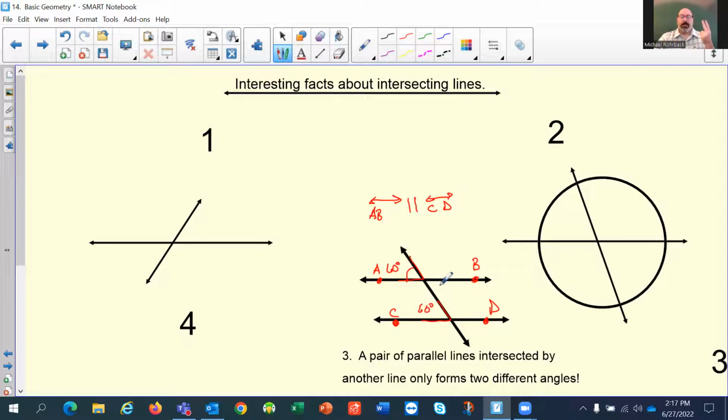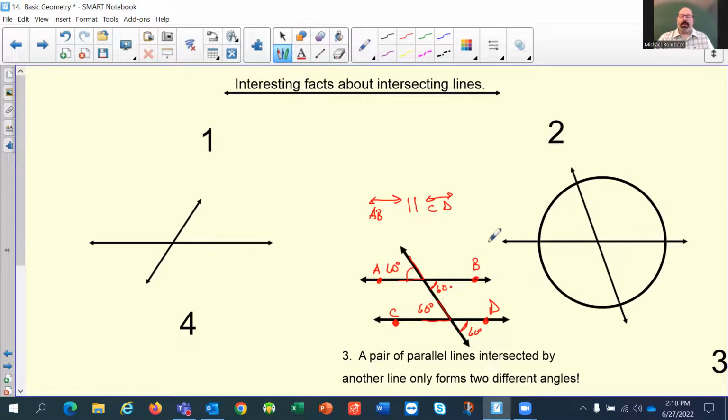But now we use the vertical angle idea. If that one's 60, this one right here has to be 60. And if that one's 60, this one has to be 60 degrees. So we've got 4 of them. Great, we've got 4. What about the other 4?